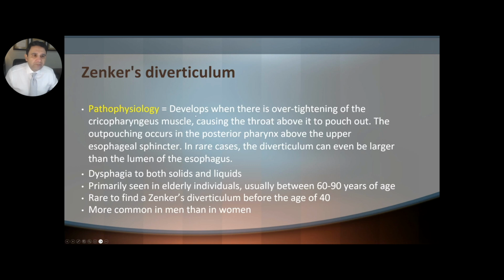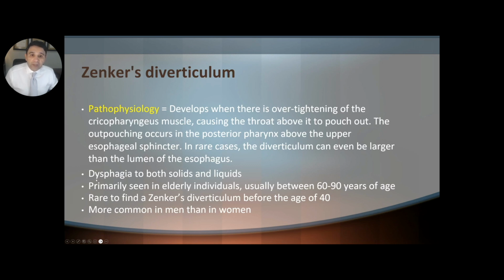So let's talk about the pathophysiology of Zenker's diverticulum. Zenker's diverticulum develops when there is over tightening of the cricopharyngeus muscle, causing the throat above it to pouch out. The outpouching occurs in the posterior pharynx above the upper esophageal sphincter. In rare cases, the diverticulum can even be larger than the lumen of the esophagus itself.